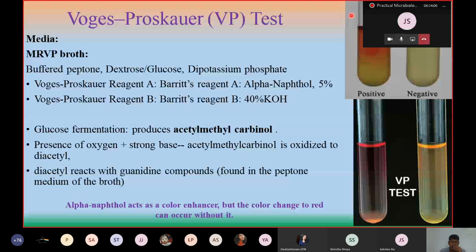There are different methods. In coming classes, we'll talk about the methods also. Right now, do not get burdened. Just think about MR and VP: what is their use, what is the change in color in positive, and what does that signify. That is good enough right now.